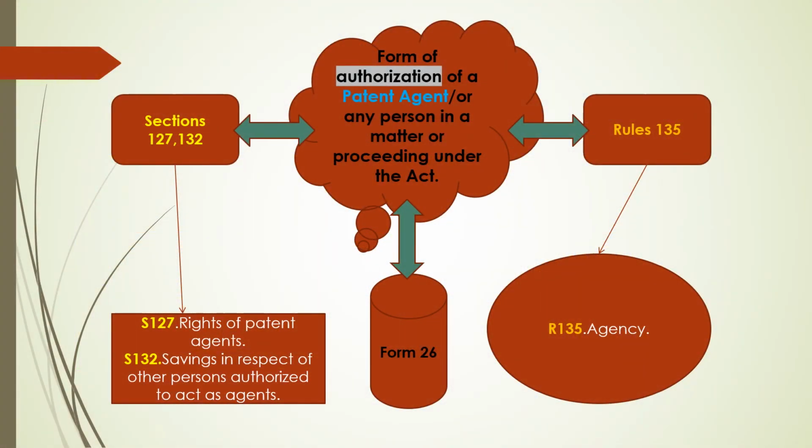Form number 26. The relevant sections are 127 and 132. Rule is 135. The title for Form 26 is Form of Authorization of a Patent Agent or any person in a matter or proceeding under the Act.